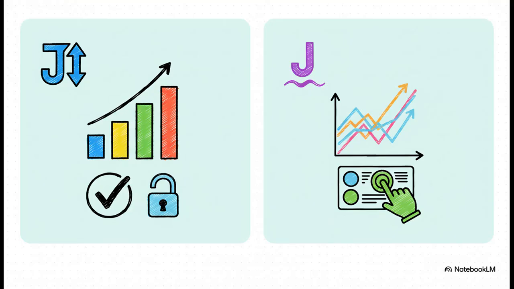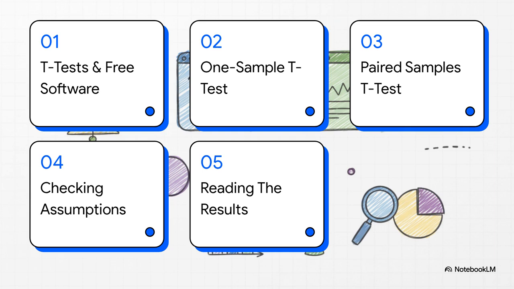So, let me introduce you to the heroes of our story today, JASP and Jamovi. These are two absolutely incredible pieces of software. Not only are they completely free, but they're also designed to be super user-friendly with a simple point-and-click interface. Seriously, they take all the scary stuff out of stats so you can just focus on what matters, your data and your questions.